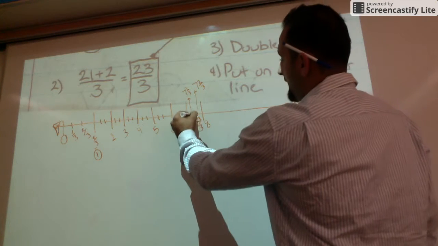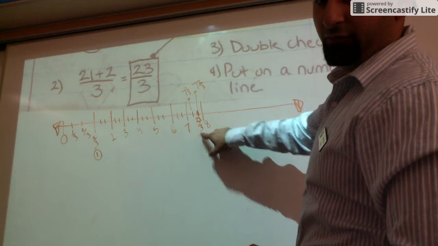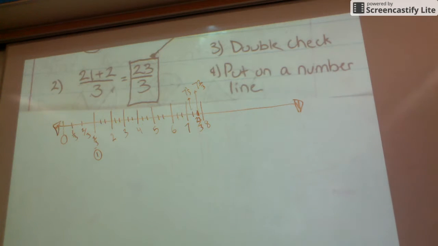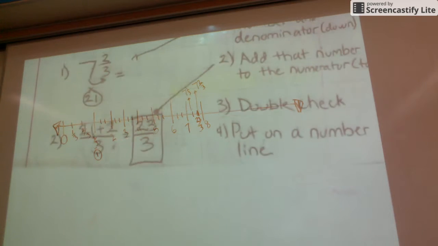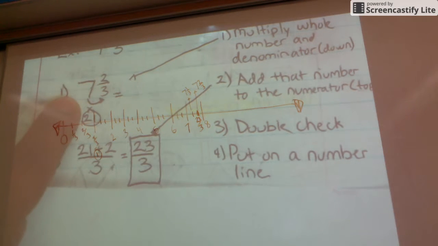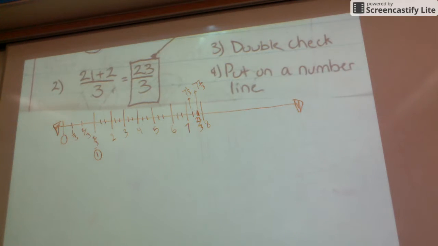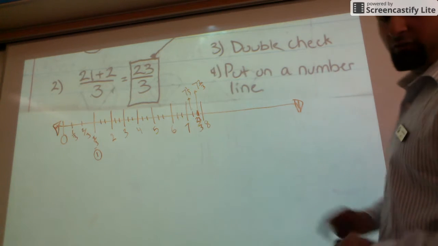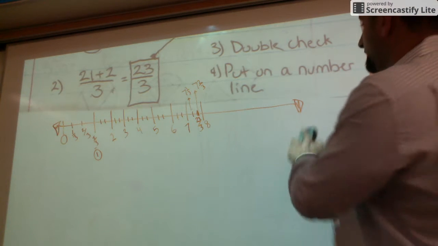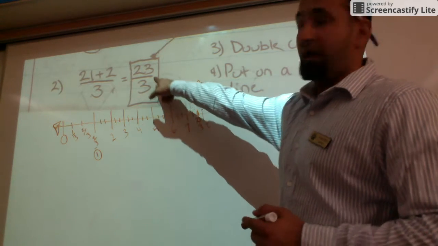Okay? And look, 7 and 2 out of 3 and 23 out of 3 are in the same exact spot. The funny thing about that is that our fraction is exactly what our mixed number is. So our improper fraction and our mixed number are the same exact number, which is great. We get to see that they're both equal. So this is another way that you can double check, by putting it on the number line.